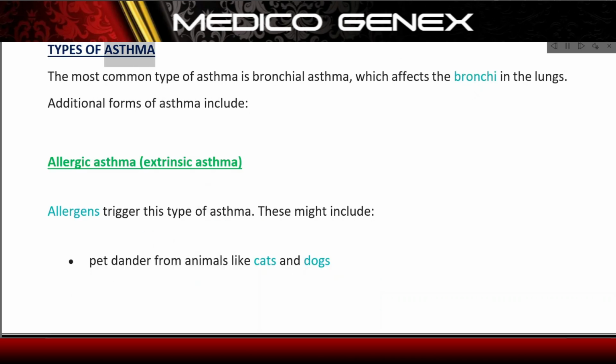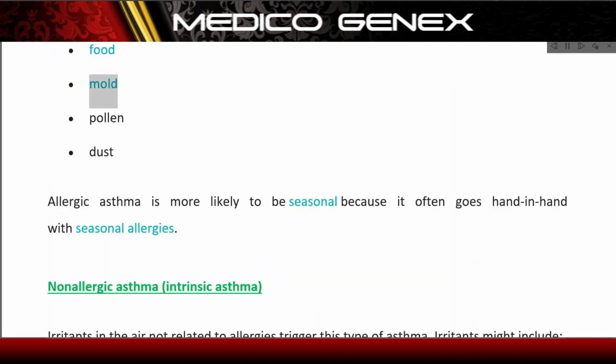Types of asthma. The most common type of asthma is bronchial asthma, which affects the bronchi in the lungs. Additional forms of asthma include allergic asthma, or extrinsic asthma. Allergens trigger this type of asthma. These might include pet dander from animals like cats and dogs, food, mold, pollen, dust. Allergic asthma is more likely to be seasonal because it often goes hand in hand with seasonal allergies.